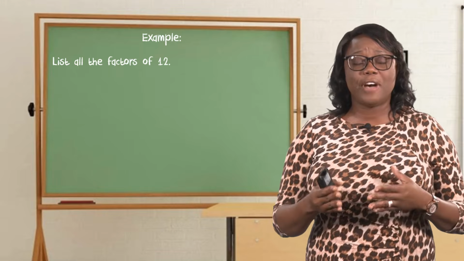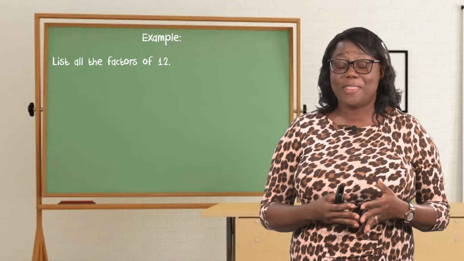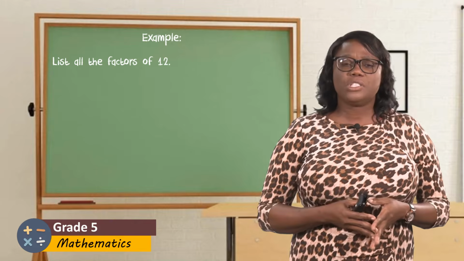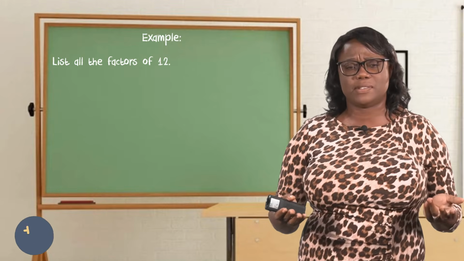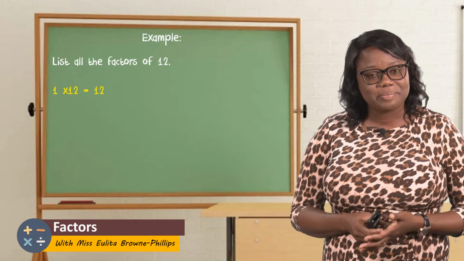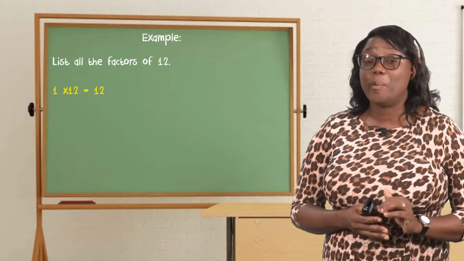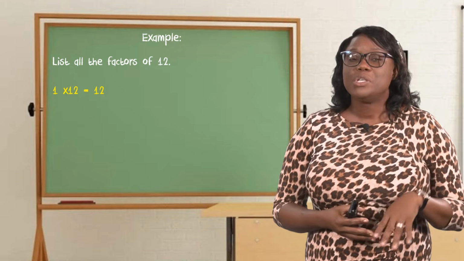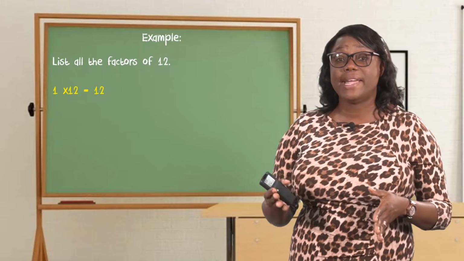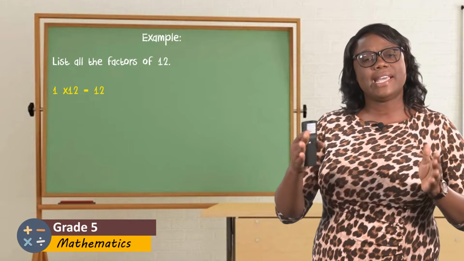Now, to be able to do factors, you have to be very, very efficient with your tables. They are very good to learn and they will help you in instances like these. So we will find the simplest way to get 12. What is the simplest way to get 12, boys and girls? Yes, 1 times 12 will give us 12. So we start with 1 and 12. 1 and the number itself are the factors that you list. So we're going to set them apart.